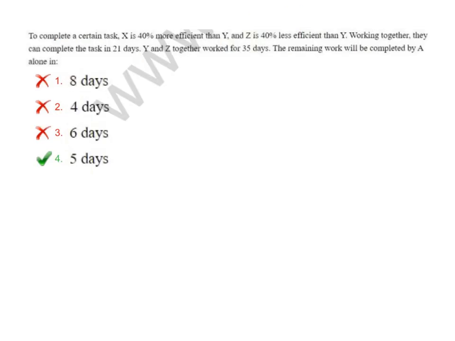Next, to complete a certain task, x is 40% more efficient than y and z is 40% less efficient than y. So take x, y, z. Assume that the efficiency of y is 100, then x is 140, z is 60. Find their ratio. The ratio becomes 7, 5, 3. So he says working together they can complete the task in 21 days. So working together their efficiency is 15.